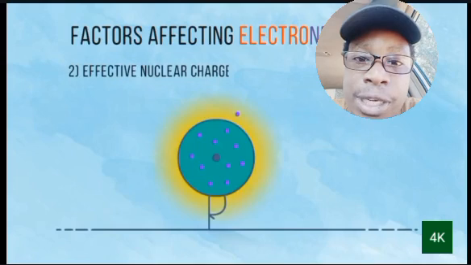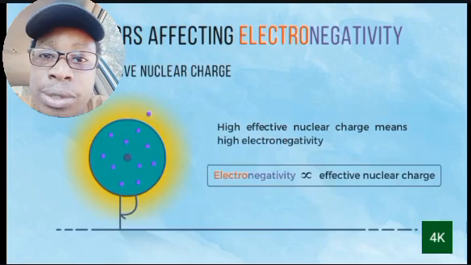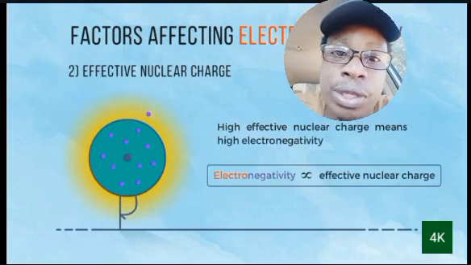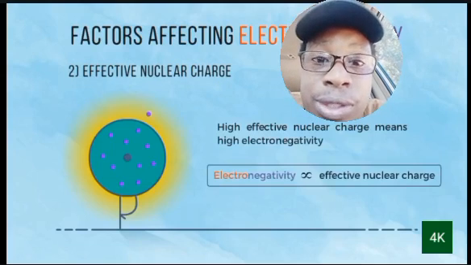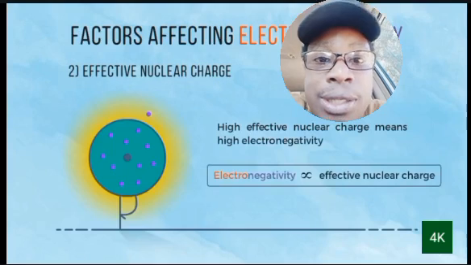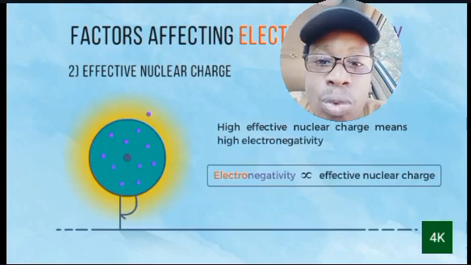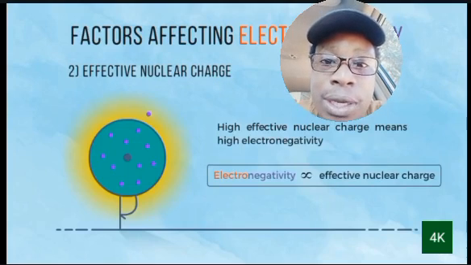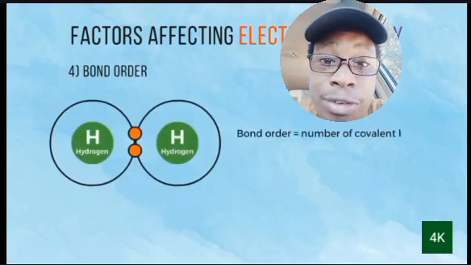We looked at this factor in a different video. If you haven't watched that video, you can go and check it out. So this would be the nuclear charge minus the number of shielding electrons. The larger the effective nuclear charge, the larger your electronegativity, and the smaller it is, the smaller your electronegativity. You can check out a detailed explanation of what exactly effective nuclear charge is in a different video.